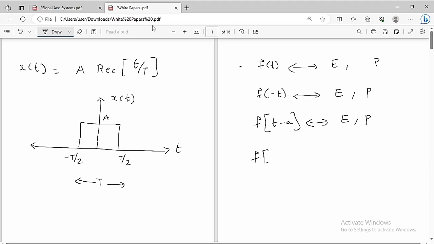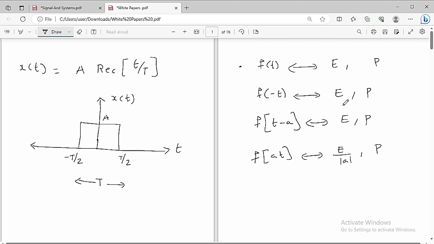Suppose f of at, this signal will have the energy which is E by mod a, and the power is P. This statement you have to keep in your mind. Whether you are reversing the signal, or time shifting the signal, the energy of the signal will never change, but only by time scaling is the energy of the signal going to change. Whereas the power of a given signal will remain the same even though you are doing the reversal, time shifting, or scaling of the signal. This important statement you always have to keep in your mind.